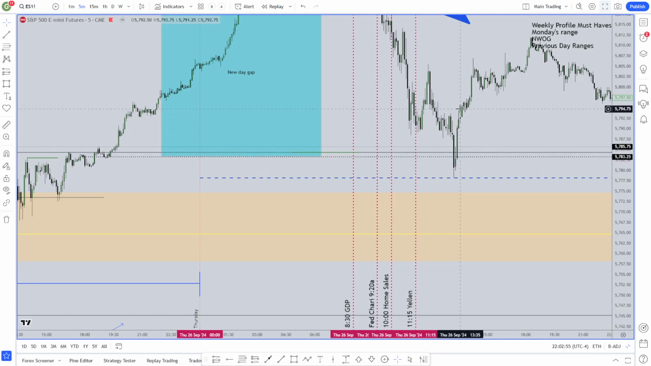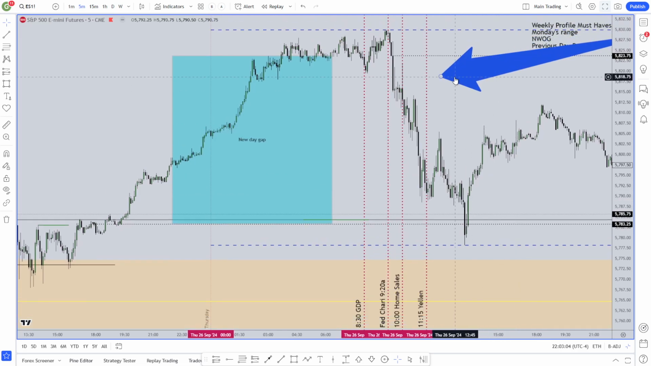So this is not a retrace when price is rejecting off of that Monday range high, failing to go any lower than the new day opening gap. That's how you're going to use the weekly profile to your advantage. So it's not that you cannot do short opportunities, it's simply that you are keeping your wits about you that short opportunities are likely to start flipping at these certain levels.